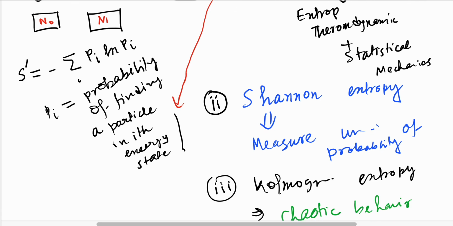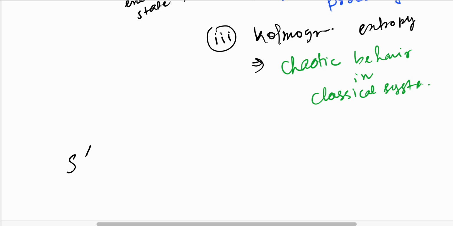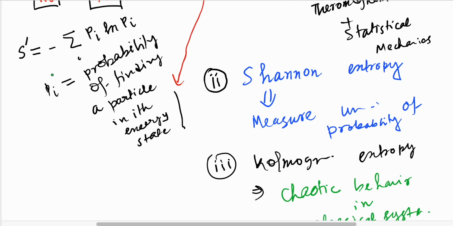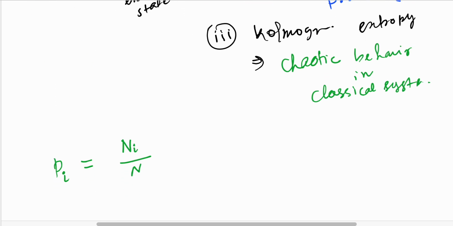What is the probability? Pi will be simply Ni by the total number of particles. Suppose here, I will not write it as Ni, it will be confusing. So what is the probability that we will find a particle in the 0 state? That will be nothing but n0 by n.